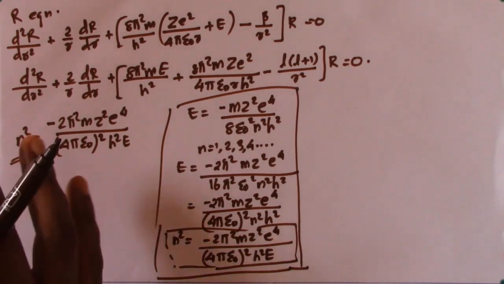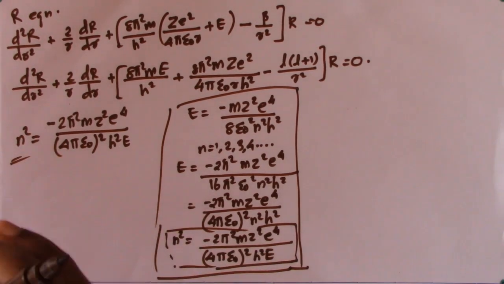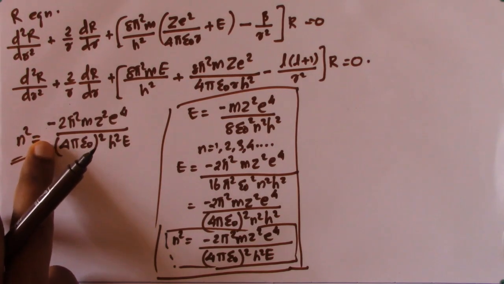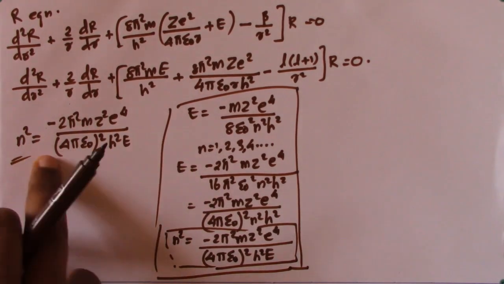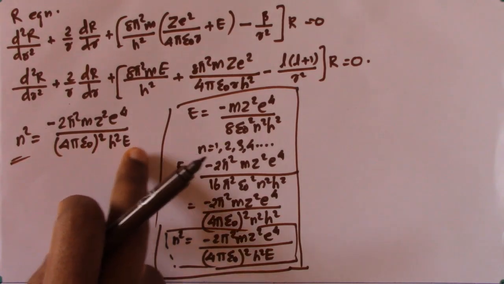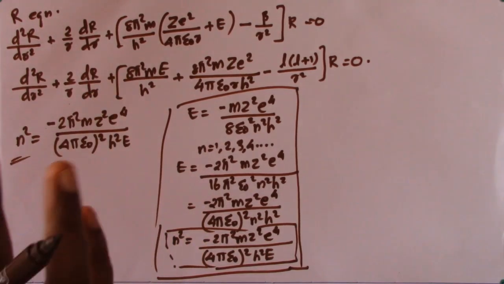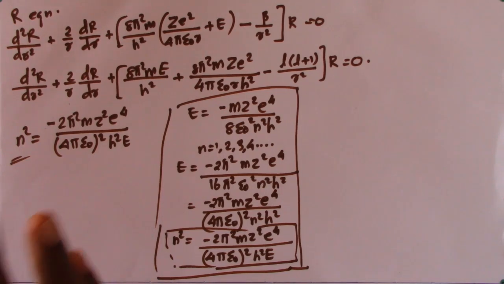At this moment we know only that n square is defined as minus 2 pi square m z square e raised to 4 divided by 4 pi epsilon 0 square h square e. That is the thing. You have to be very careful and should not misunderstand that case.